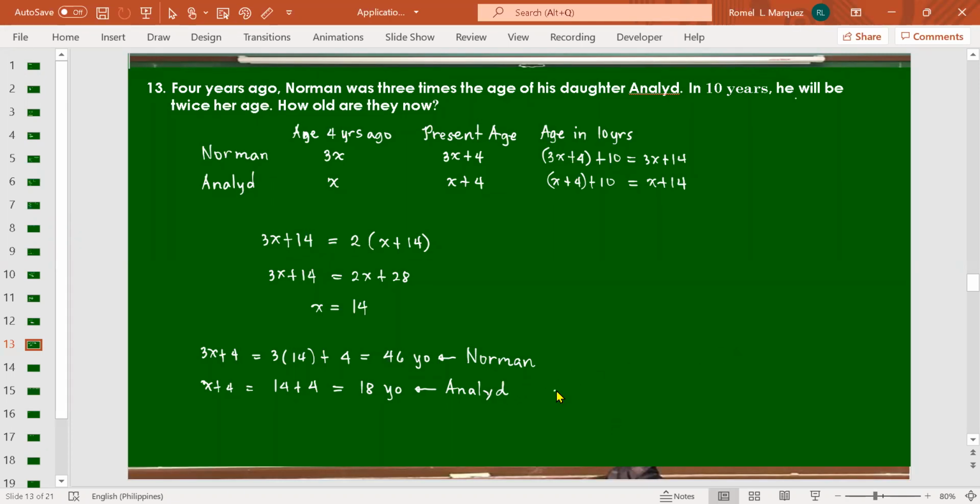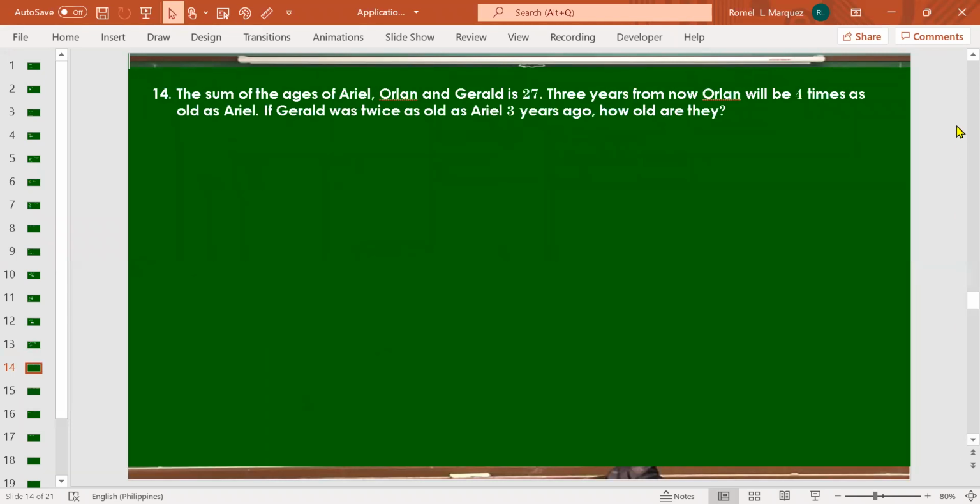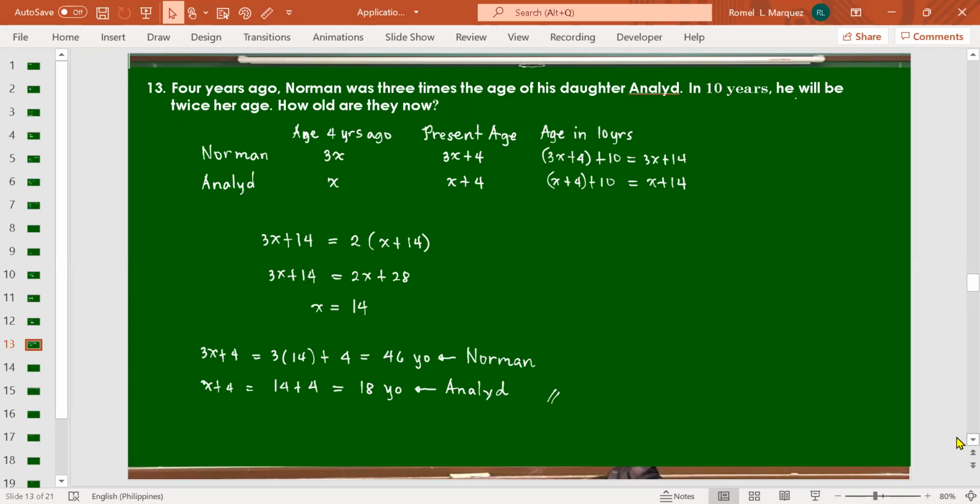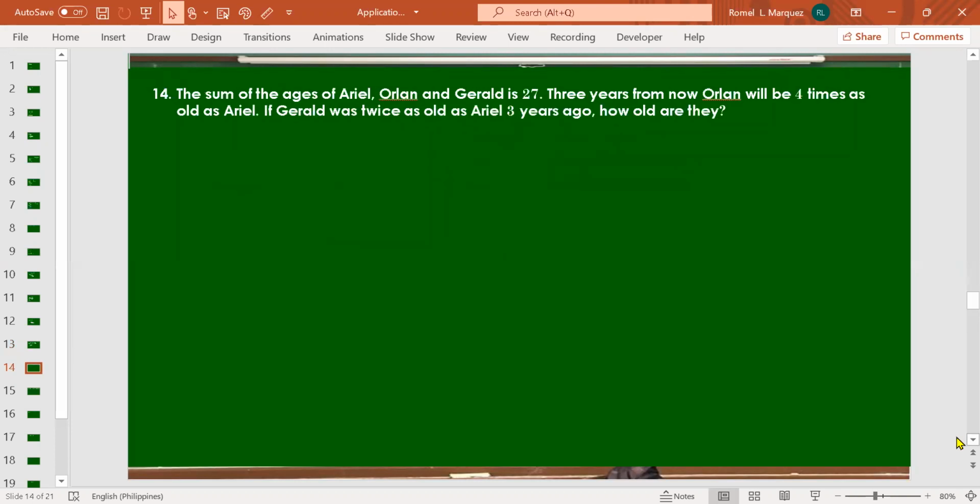Okay. Any question with this, guys? No more questions. What about number 14? The sum of the ages of Ariel, Orlan, and Gerald is 27. 3 years from now, Orlan will be 4 times as old as Ariel. That will be the relationship of their ages. If Gerald was twice as old as Ariel 3 years ago, how old are they?